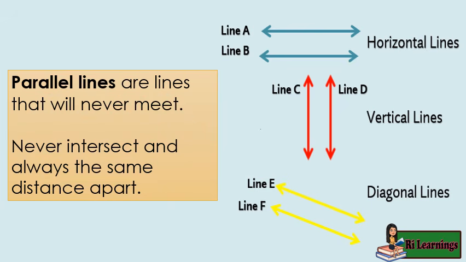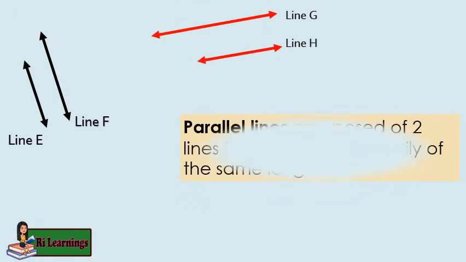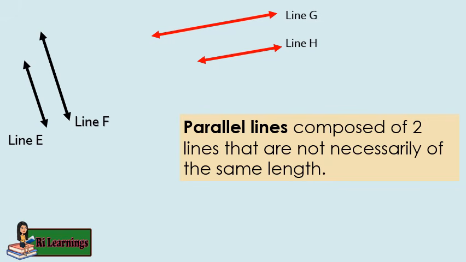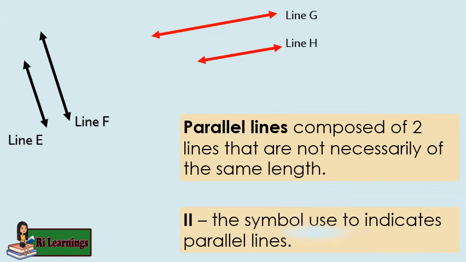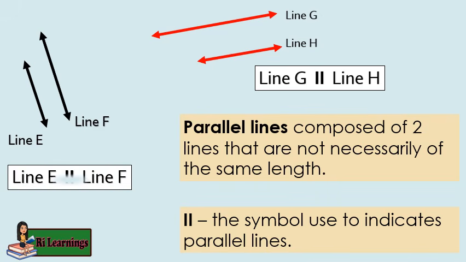Parallel lines are lines that will never meet, never intersect and are always the same distance apart. Parallel lines are composed of two lines that are not necessarily of the same length. This is the symbol used to indicate parallel lines. So we can say that line G is parallel to line H, and line E is parallel to line F.